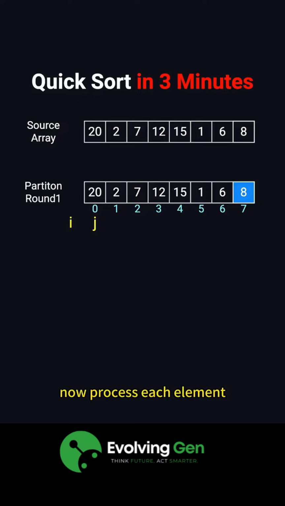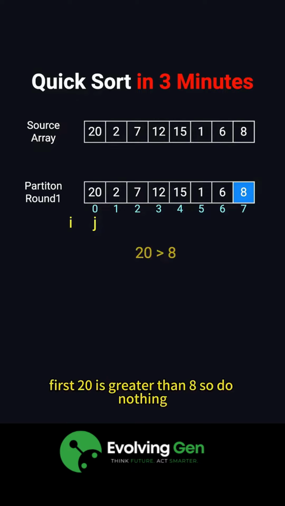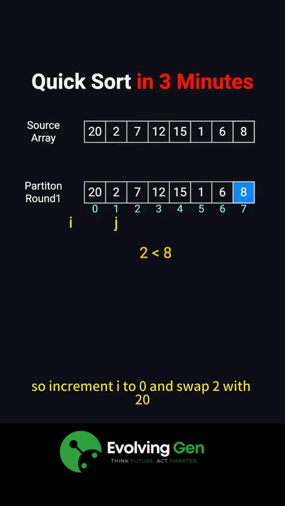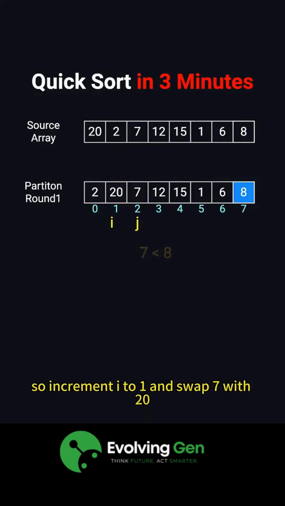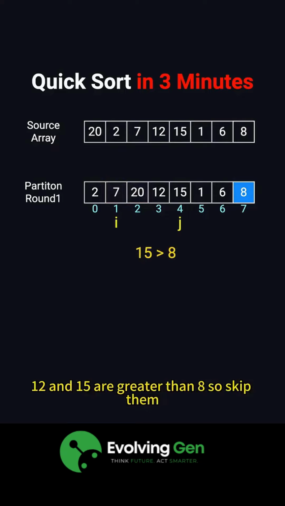Now, process each element. First, 20 is greater than 8, so do nothing. 2 is smaller than 8, so increment I to 0 and swap 2 with 20. Next, 7 is smaller than 8, so increment I to 1 and swap 7 with 20. 12 and 15 are greater than 8, so skip them.